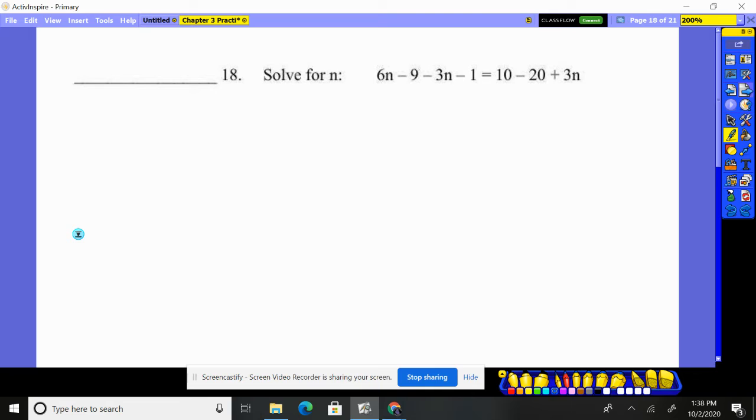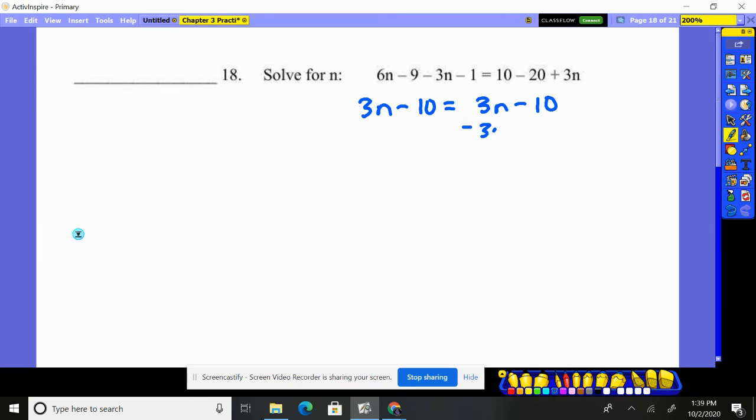Okay, I'm going to put things together. 6n minus 3n is 3n. Lose 9, lose 1, you've lost 10. Over here, I have a 3n. 10 minus 20 is lose 10. I see that they're the same thing. That tells me that no matter what I plug in for n, it's going to be true no matter what, because the n's are the same.